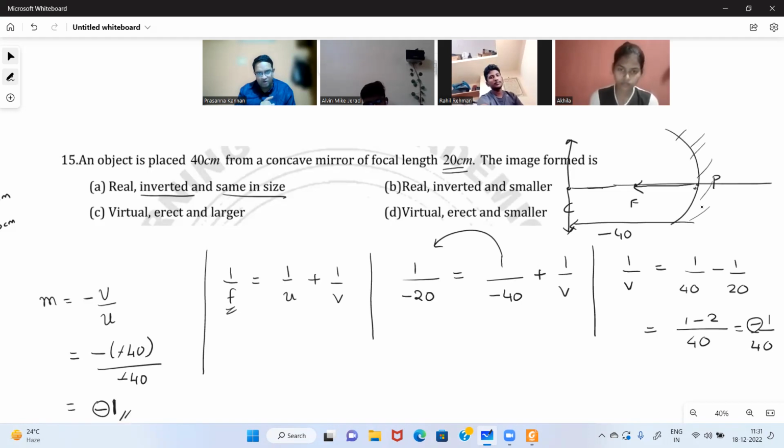Yes, sir. And in a concave mirror, unless you place the object between the principal focus and the pole, you won't get a virtual image. You'll always get what image?